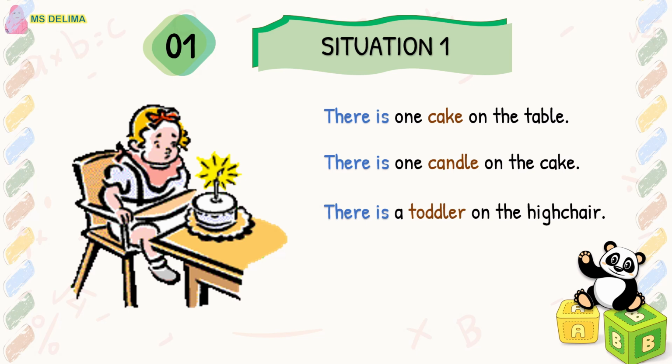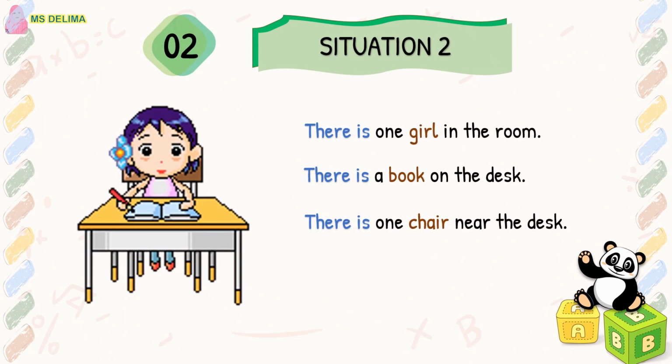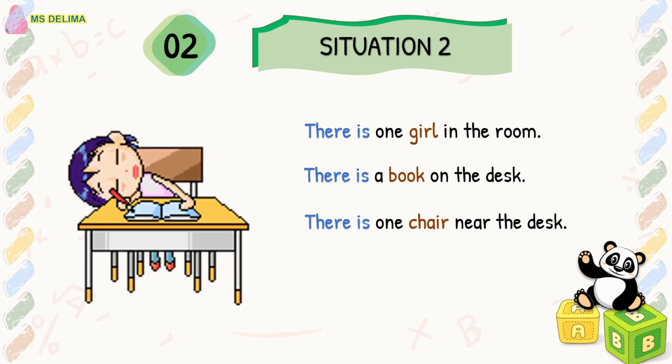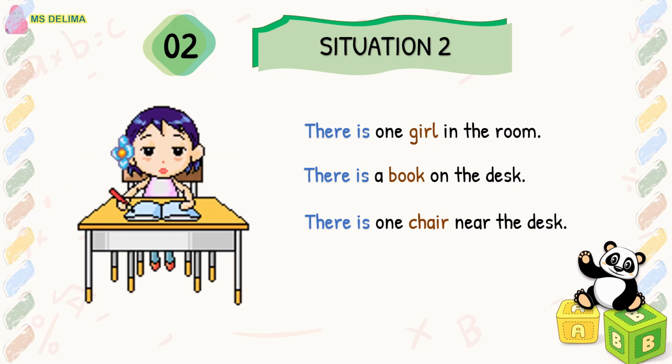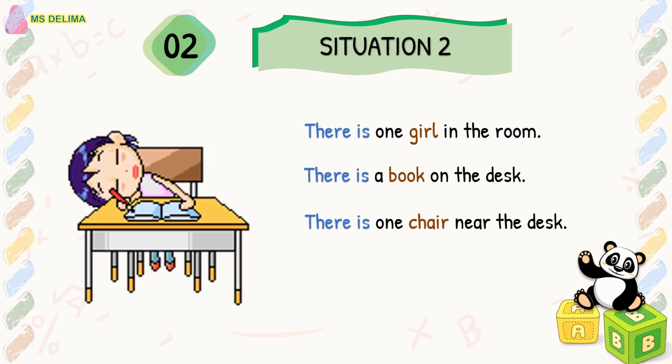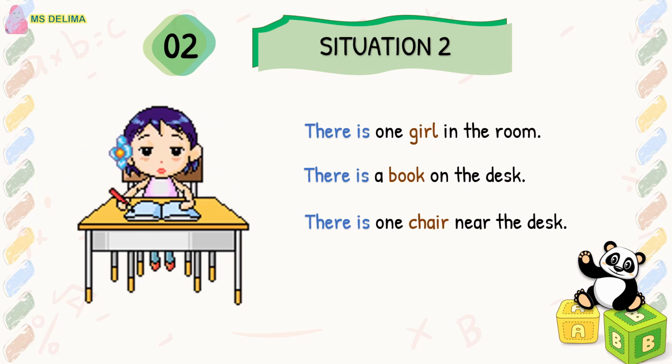Let us look at situation 1. So in this picture, there is 1 cake on the table. There is 1 candle on the cake. There is a toddler on the high chair. For situation number 2, we can see that there is 1 girl in the room. There is a book on the desk and there is 1 chair near the desk.